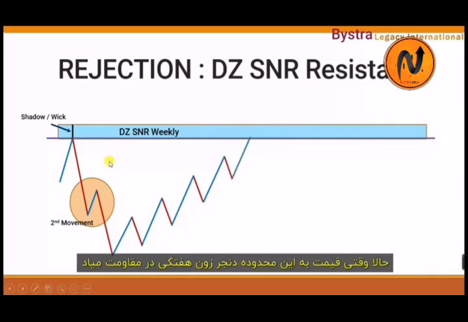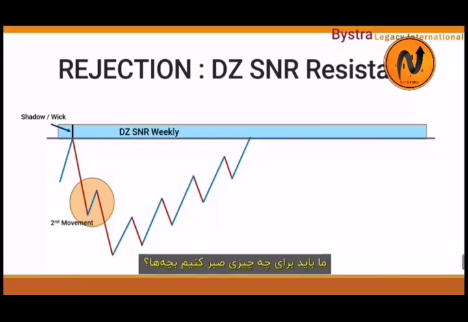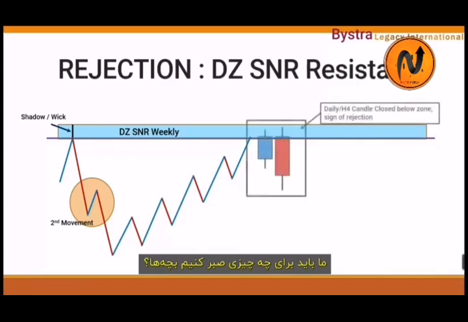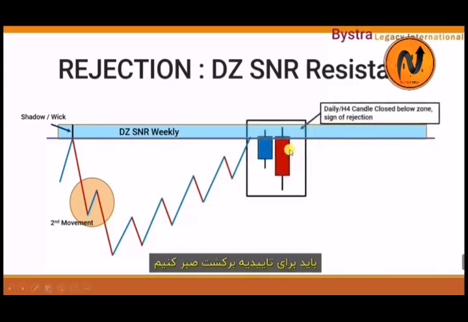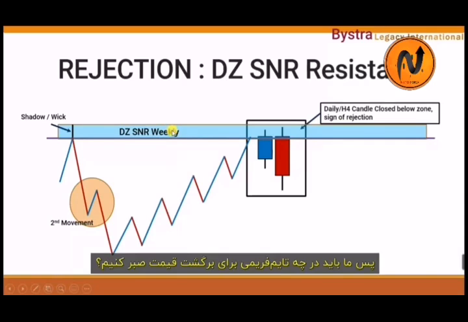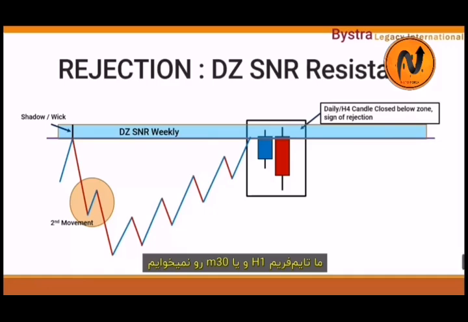Now when price comes to the danger zone SNR weekly at the resistance, we have to wait for, what is it, guys? The confirmation of rejection. Since this is the weekly time frame, we have to wait for the rejection at what time frame, guys? The daily and the H4. H4 is the minimum. We do not want the H1 or M30.